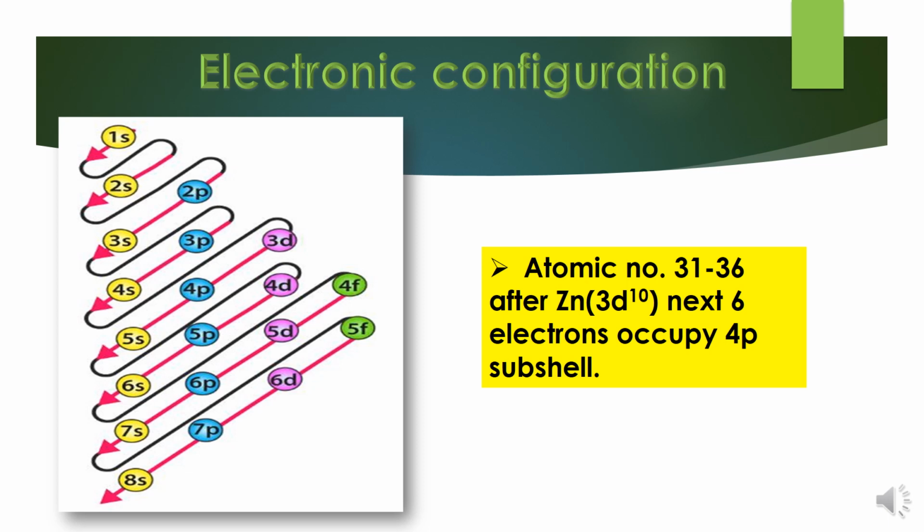As we have discussed up to zinc, atomic number 30, we have seen that the last electron of zinc enters in the 3d subshell, completing that 3d with 10 electrons. So after zinc, the next 31st electron will enter in the 4p orbital. As you can see here from the Aufbau diagram, after 3d, the next orbital to be filled is 4p. So let us see how these 6 electrons complete this upcoming 4p subshell.